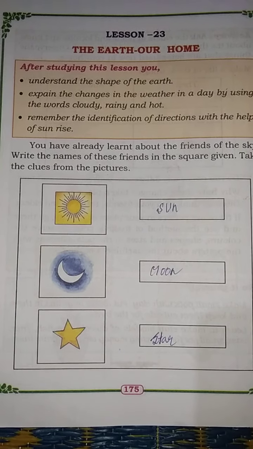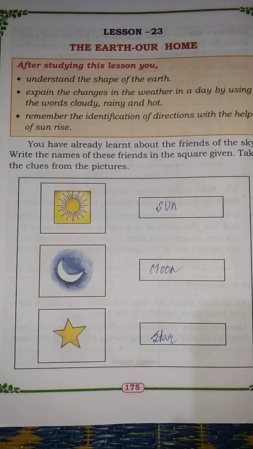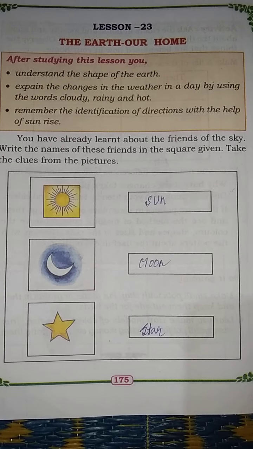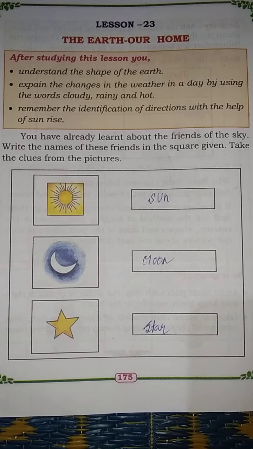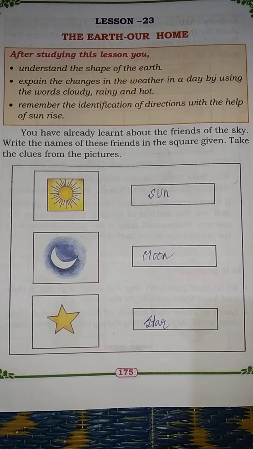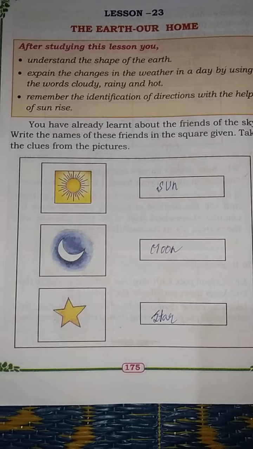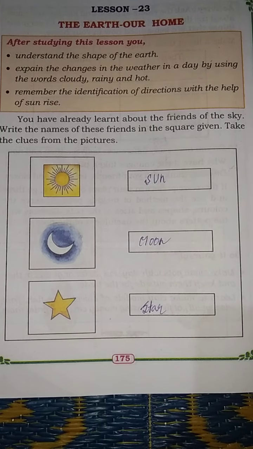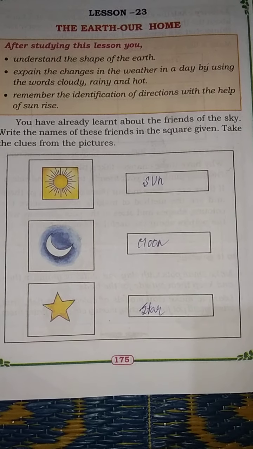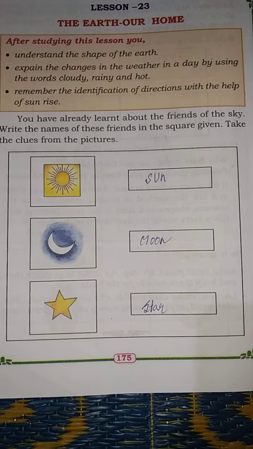Here in this lesson we learned to understand the shape of the earth and also the changes in the weather in a day by using the words cloudy, rainy, and hot. Remember the identification of direction with the help of the sunrise. So we identify the directions with the help of in which direction the sun rises.